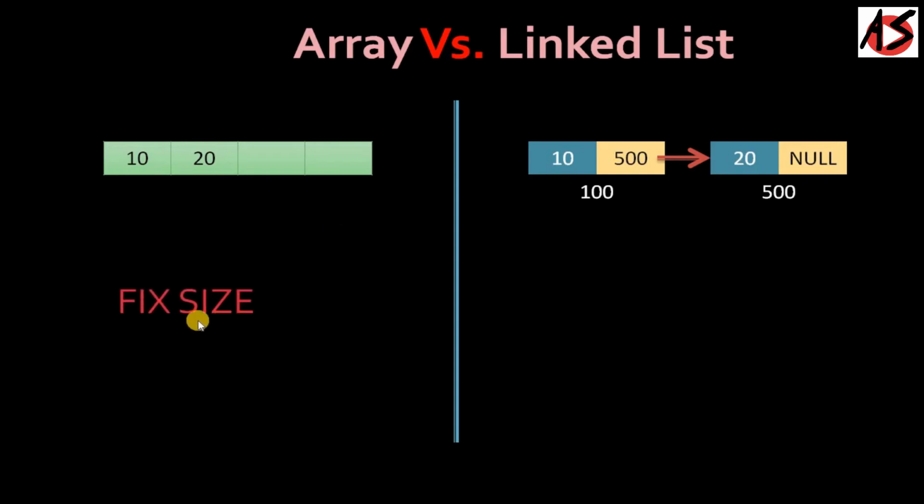That means if you are taking the array of 4 elements, you cannot extend it. That means if you want to insert the fifth element, you can't. While the linked list having a variable size. That means any number of nodes you can insert later in the linked list. So this is the advantage of linked list over the array.